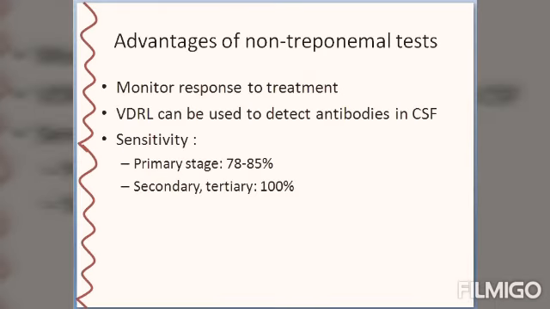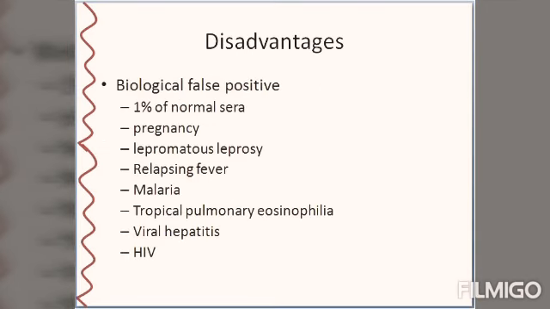Next is the advantages of non-treponemal test. It helps us to monitor the patient's response to treatment. Also, VDRL can be used to detect antibodies in CSF. Its sensitivity is very high, that is in primary stage it is 78 to 85% sensitive and shows 100% sensitivity in secondary and tertiary stage.